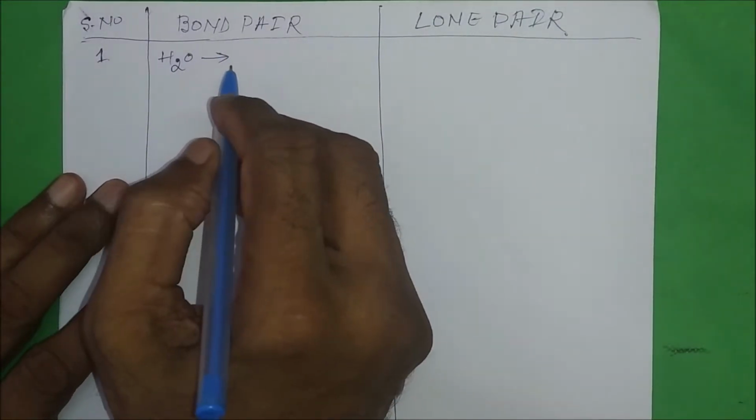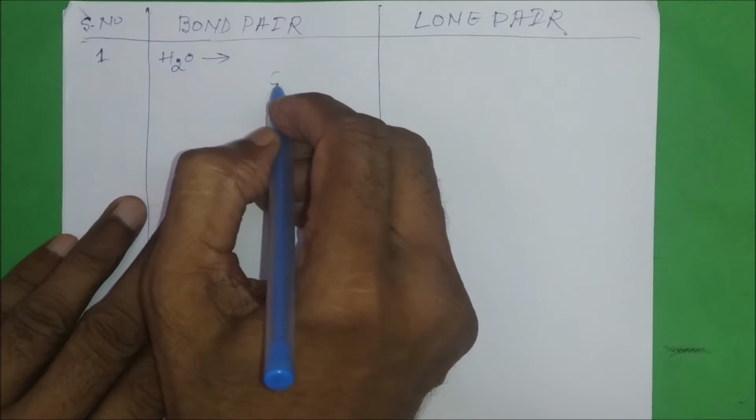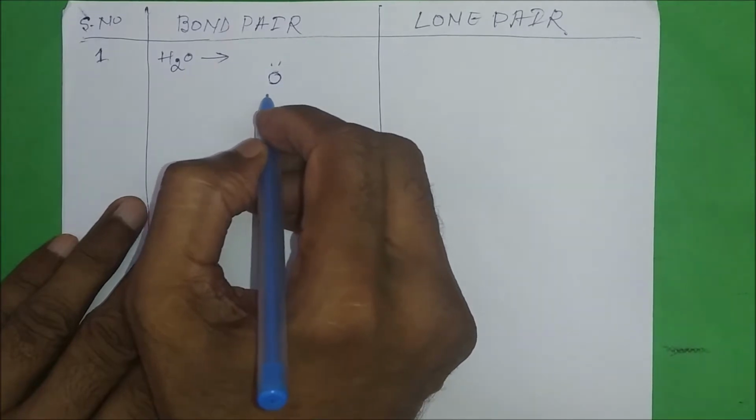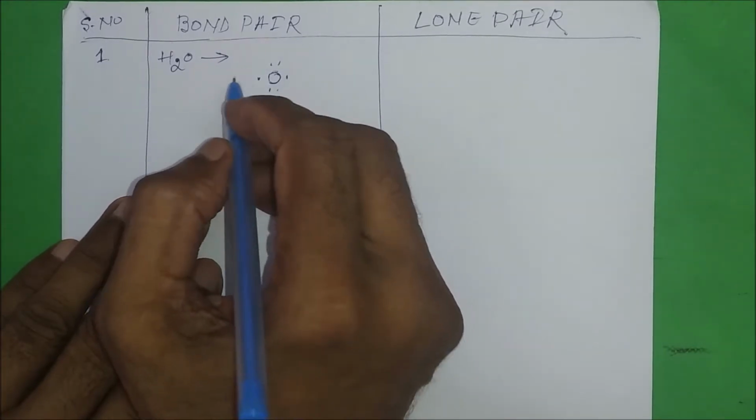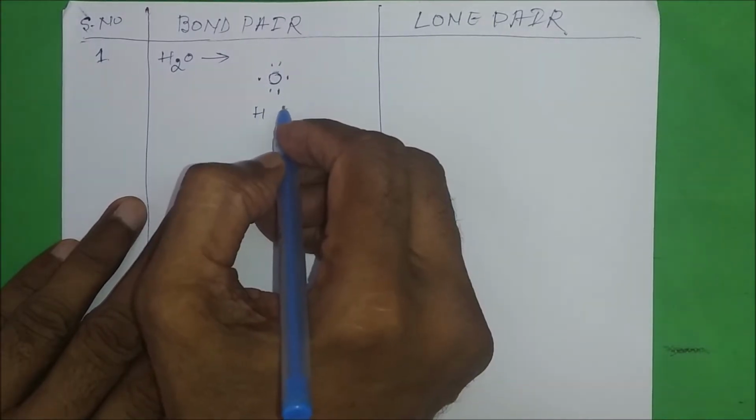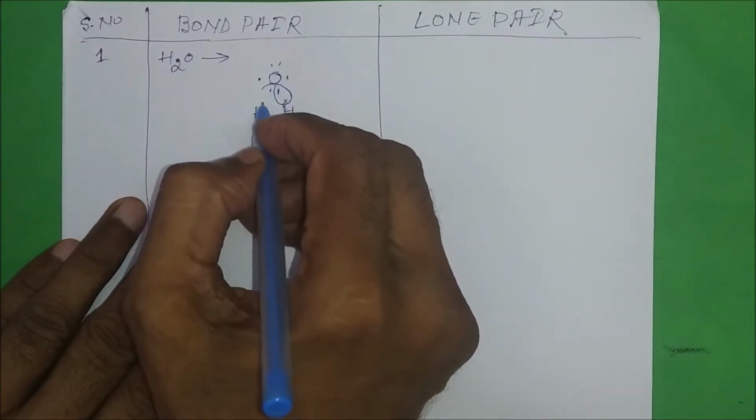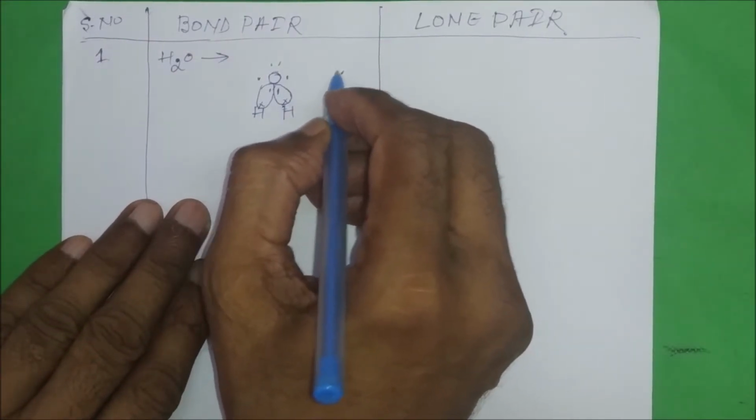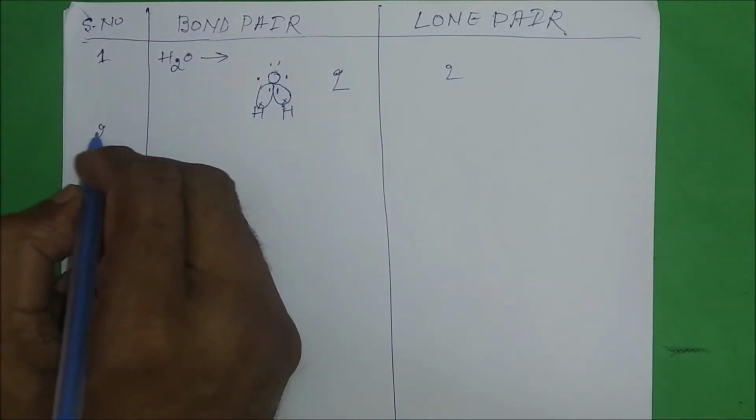Like here, H2O. You see, oxygen is here, that you know has 6 in the outer shell, right? 2 here, 2 here, 1 here, 1 here. And hydrogen is there, 2. So you can put hydrogen here, hydrogen here, and when these two combine, and these two combine, this forms 2 bond pairs, right? And what will be the lone pair? It will be 2.